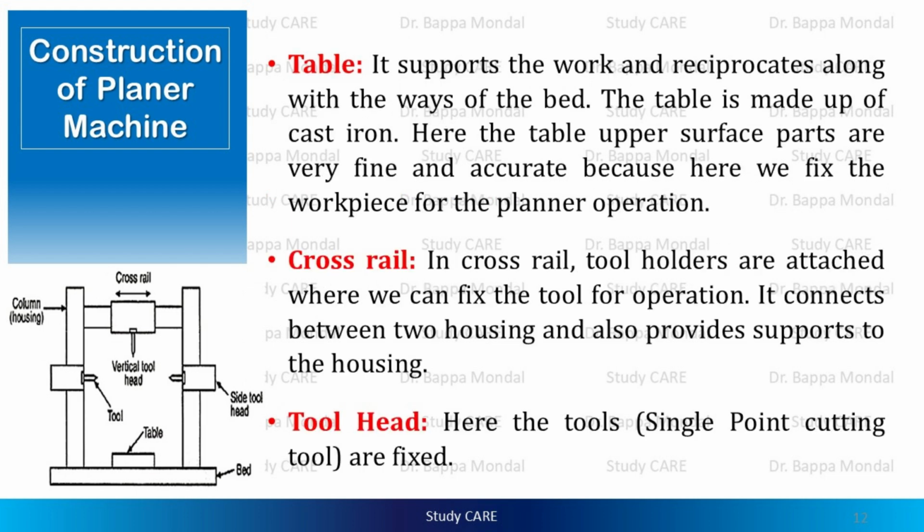Table. It supports the work and reciprocates along the ways of the bed. The table is made of cast iron. The upper surface of the table is very fine and accurate because here we fix the workpiece for the planer operation. Cross rail. On the cross rail, tool holders are attached where we can fix the tool for operation. It connects the two housings and also provides support to the housings. Tool head. Here the single point cutting tools are fixed.